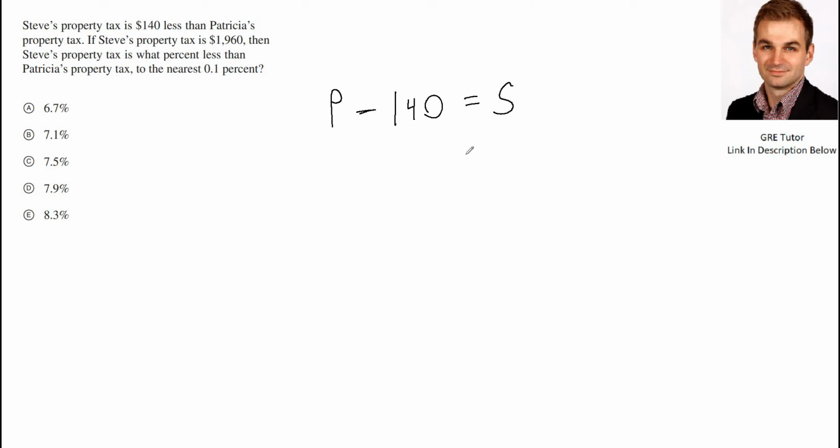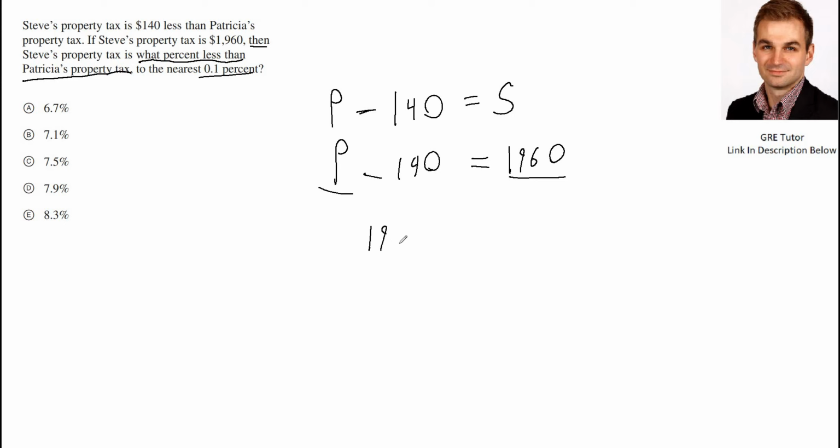If Steve's property tax is $1,960, then it wants to know Steve's property tax is what percent less than Patricia's property tax to the nearest 0.1%. So we've got to figure that out. We don't want to know necessarily what Patricia's property tax is. We want to know what percent less 1960 is from this. So let's solve that first.